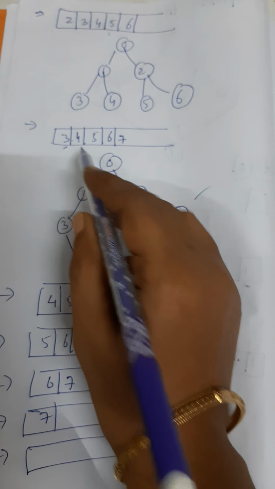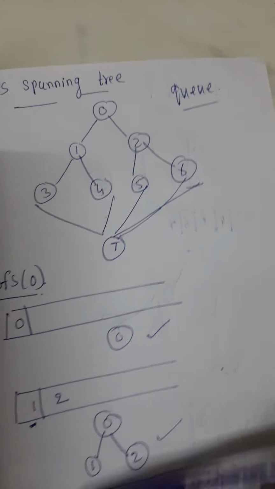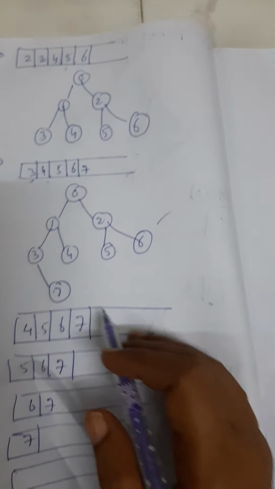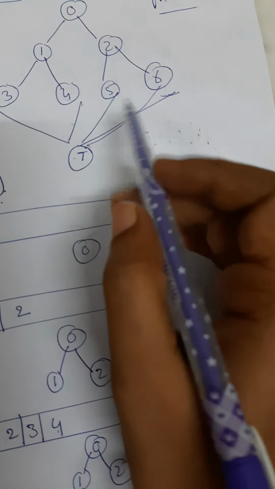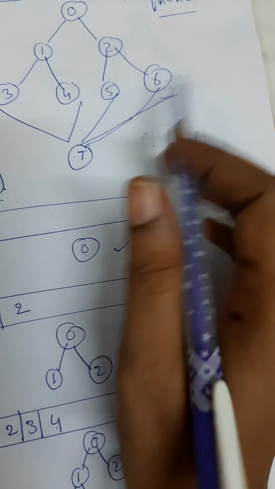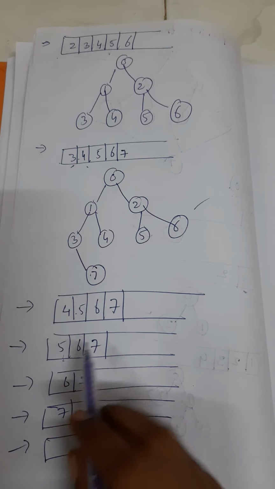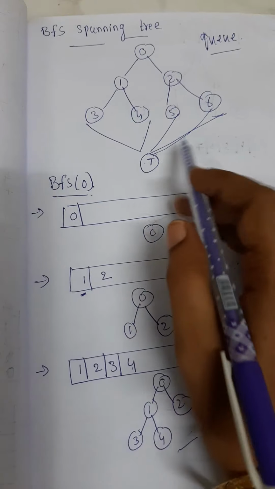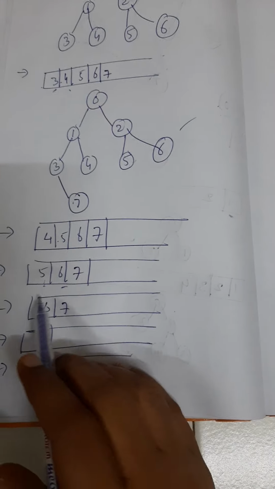Now next 4. What are 4's adjacent vertices? 1 and 7. 1 and 7 we have already visited. So next, what do you have? 5. 5's adjacent vertices are 7 and 2. 7 and 2 are also visited. So remove 5. Now 6. 6's adjacent vertices are 2 and 7. So that also is visited. So remove 6.